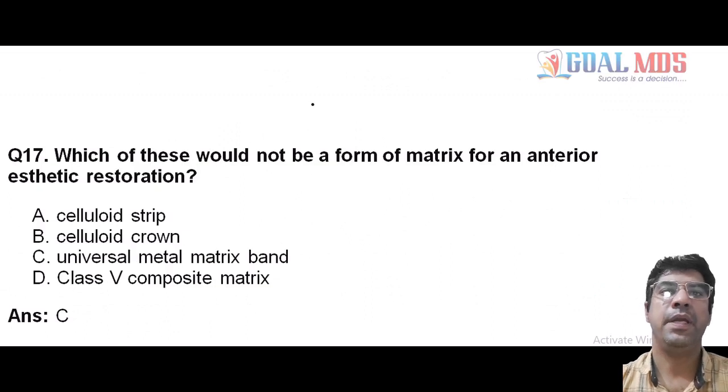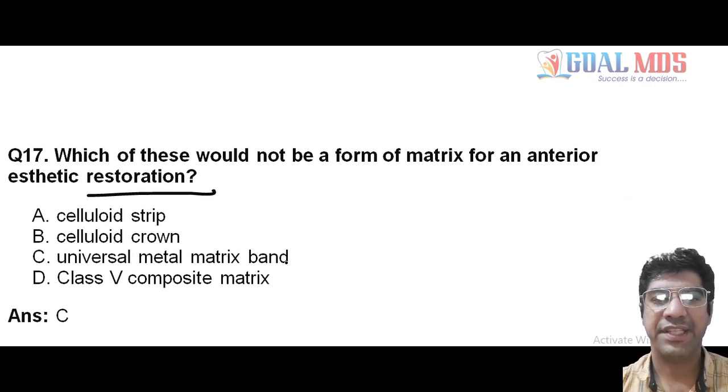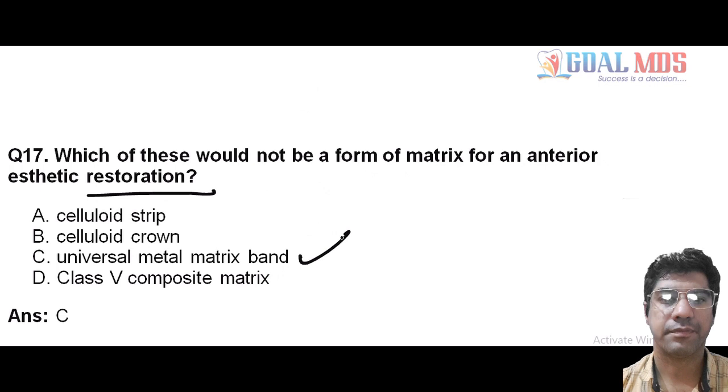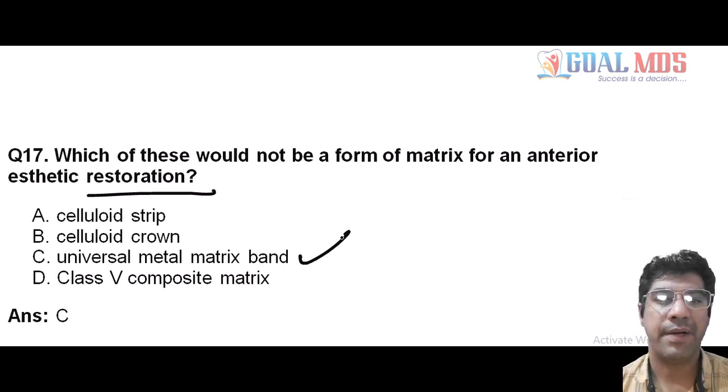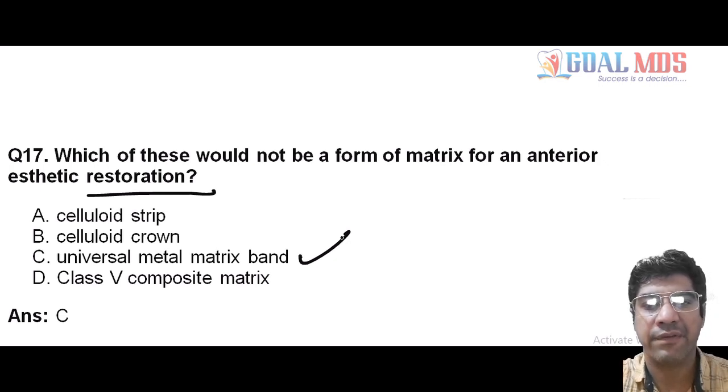Which of the following would not be a form of matrix for an anterior aesthetic restoration? The answer is C, universal metal matrix band. A universal metal matrix band would not be a suitable form of matrix for an anterior aesthetic restoration. The celluloid strip is a thin flexible plastic strip that is used as a matrix for anterior aesthetic restoration. It is used in composite resin filling for the front teeth. Celluloid crowns are similar to celluloid strips, made of flexible plastic. They are used to create a temporary crown for the tooth, often in anterior aesthetic cases.